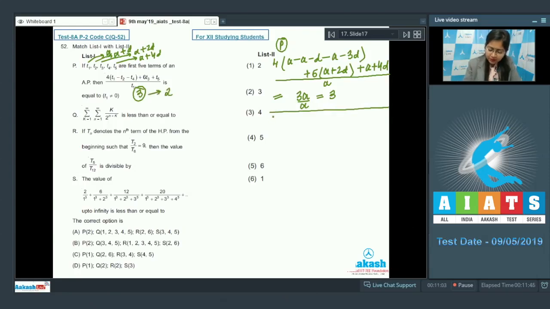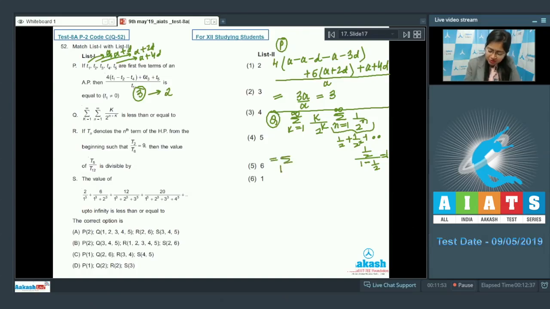Now next is Q, where we have to find the value of summation k going from 1 to infinity, summation n going from 1 to infinity, k divided by 2 raised to the power n plus k is less than or equal to. Now summation k equal to 1 to infinity, the terms of k can be taken out, that is k divided by 2 raised to the power k multiplied with summation n going from 1 to infinity, 1 by 2 raised to the power n. Now let's find this summation first. Now this is 1 by 2 plus 1 by 2 square and so on up till infinity. So its sum will be equal to a upon 1 minus r, that is 1 by 2. So its summation will be equal to 1.